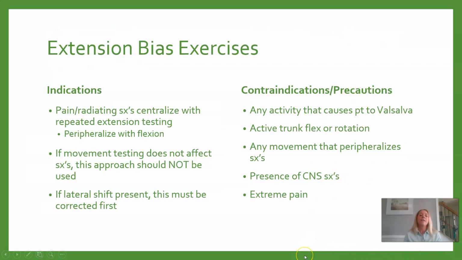Okay, so we talked about extension bias or extension-based exercises. Again, this is typically going to be your patient who has radicular symptoms that travel down the upper extremity for the cervical spine or the lower extremity for the lumbar spine. They centralize those symptoms with repeated extension testing. So when they do extension, like standing extension, prone press-ups, or cervical retractions, that centralizes their symptoms. And if they flex, that generally tends to peripheralize their symptoms.